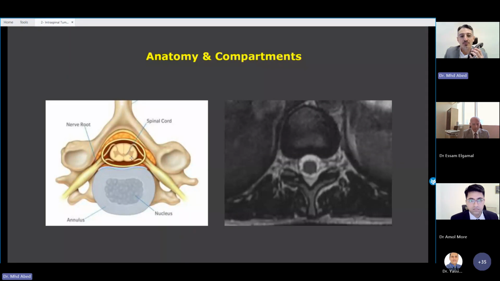Here is a more simplified image of what we really see on the MRI. We see the dura mater as a thin hypointense line, and the subarachnoid space, and inside it we have the spinal cord. This is the epidural space around it.